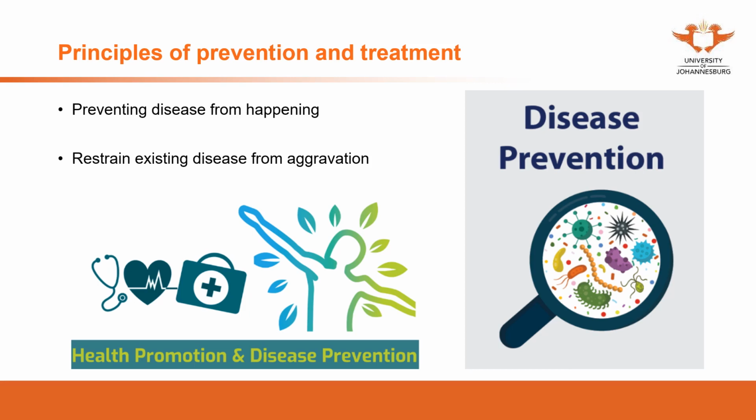The first one is that we want to prevent disease from happening. We don't want to be sick. That's preventing disease from happening. The second is, in a very unlucky situation, we are sick. In this situation, we want to stop the disease from becoming worse. So those are the aims of prevention. Then how to prevent the disease?